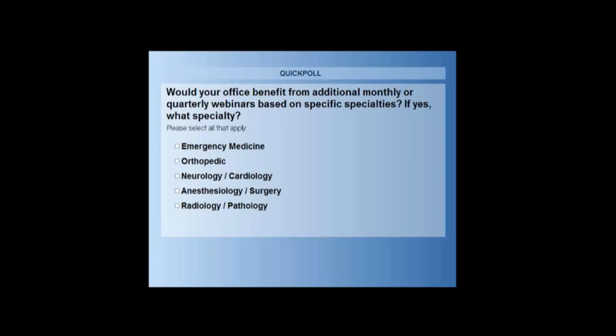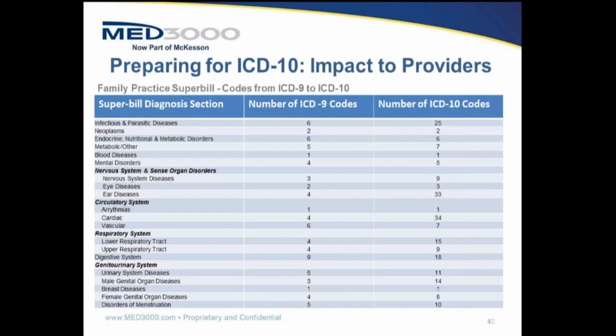The next couple of slides will show you, this is actually from a family practice super bill, ICD-9 codes that would be top codes in a super bill diagnosis section, translated into ICD-10. If you look at this, you can see the different areas. Under infectious and parasitic diseases, right now you would have 6. That will go to 25. If we look down here under circulatory systems, under cardiac, currently today there's 4. That will go to 34.